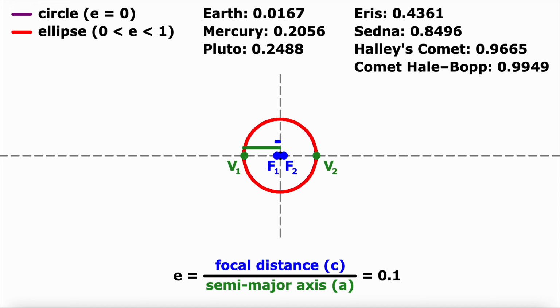In a highly elongated ellipse, the semi-major axis is significantly longer than the semi-minor axis, and the foci move farther away from the center and closer to the vertices, but they never coincide with them.